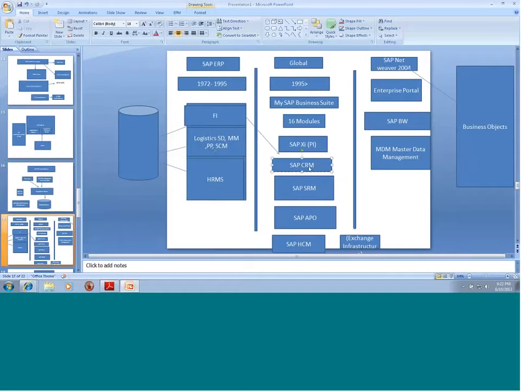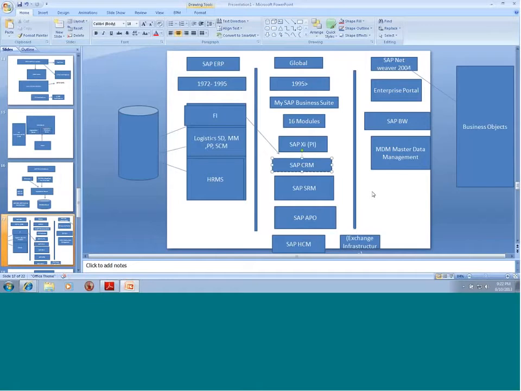But if you look at it, SAP CRM is not the first module that came in for CRM. There were systems like Siebel, JD Edwards, Siebel CRM systems. So Siebel CRM systems all existed prior to SAP CRM. But what SAP did was, it looked at the existing market products like Siebel CRM and all that.